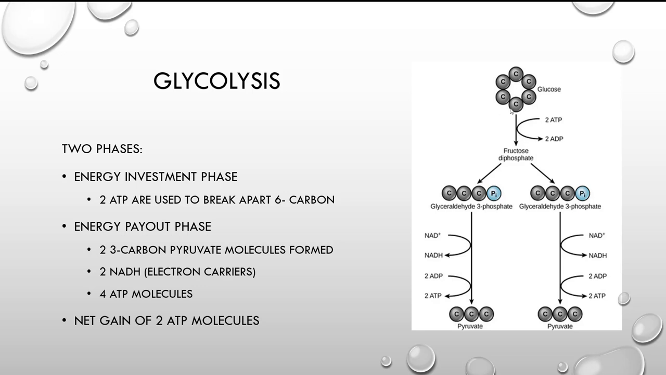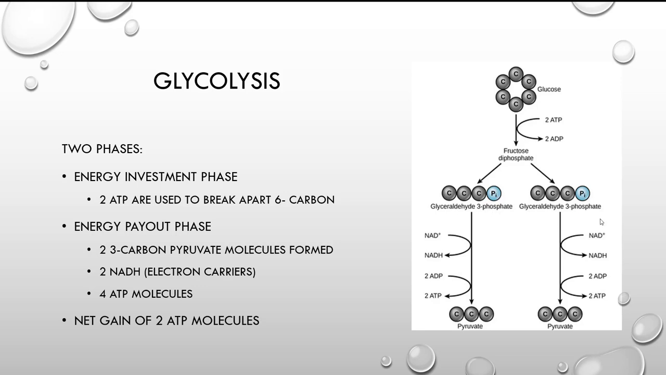So that's what helps break this bond here. And then ADP is formed, okay, with an extra phosphate floating around somewhere else. So we have 2 ATP used to break the bonds. Okay, so that's the energy investment phase. Now we end up with the energy payout phase.